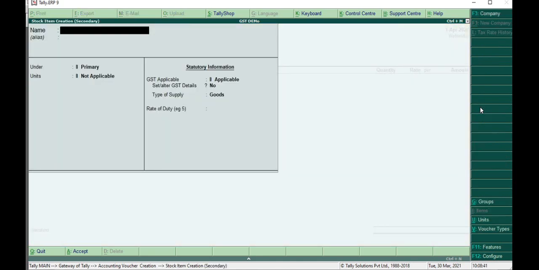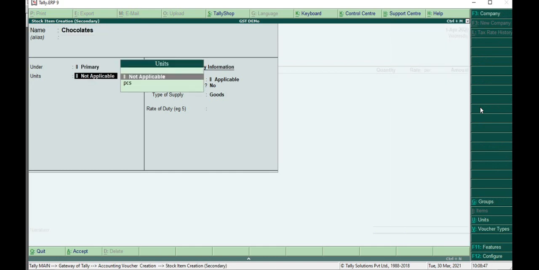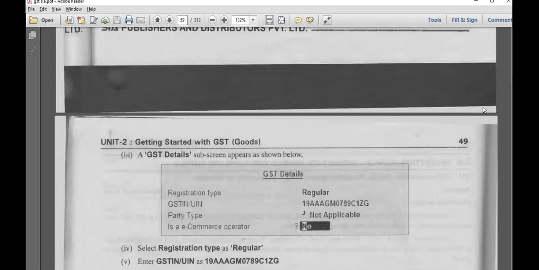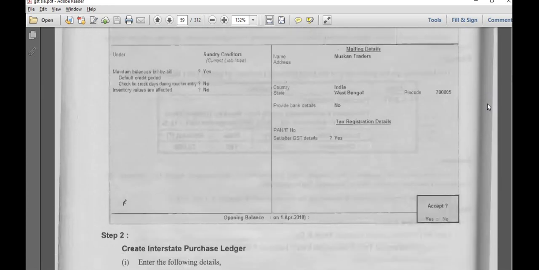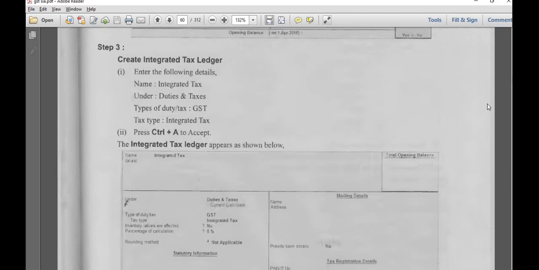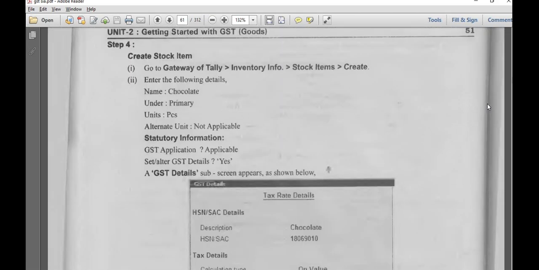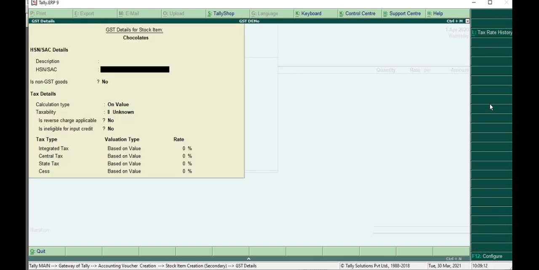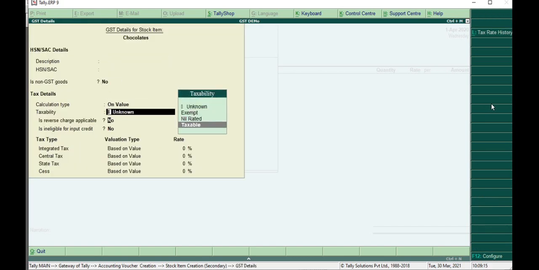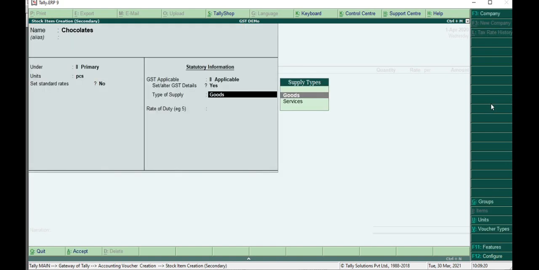Alt C. Chocolates. I am going with primary. It is pieces. Quantity 300, rate 100. We can create anything, but to be on the safe side I am checking it out. Pieces, okay. So already we have pieces. Applicable. GST details, yes. I am not going with any description. It is taxable value. Percentage is 18. Goods.